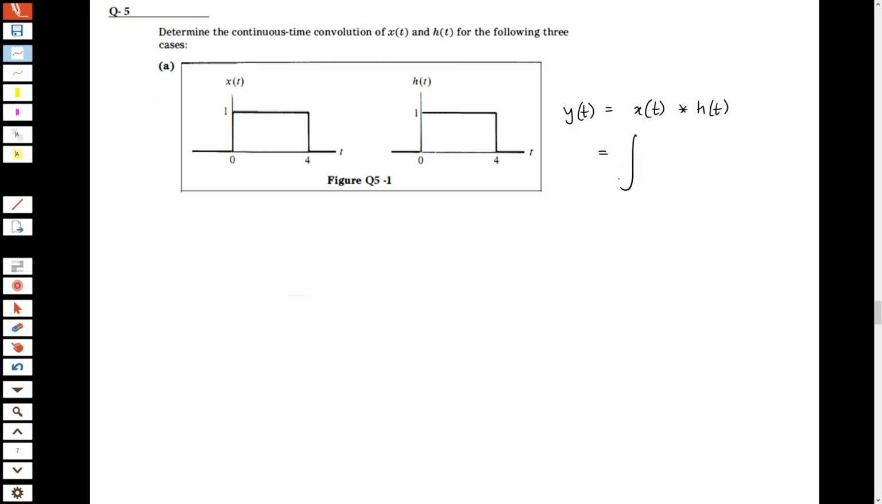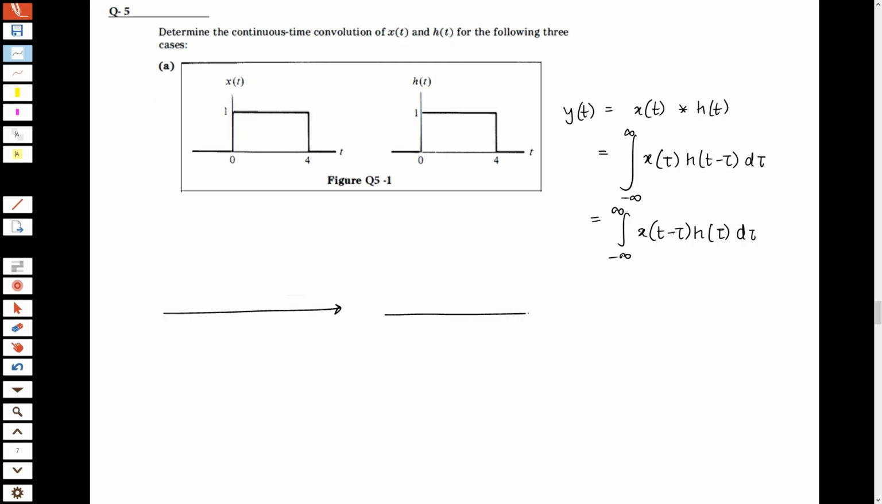We know that convolution in continuous time is defined as the integral of x of tau, h of t minus tau, d tau, with tau varying from minus infinity to plus infinity. It is also the same if instead x was reflected and shifted and h remained as it is. Convolution is commutative in this way. So the first step now would be to write both these signals in the tau domain.